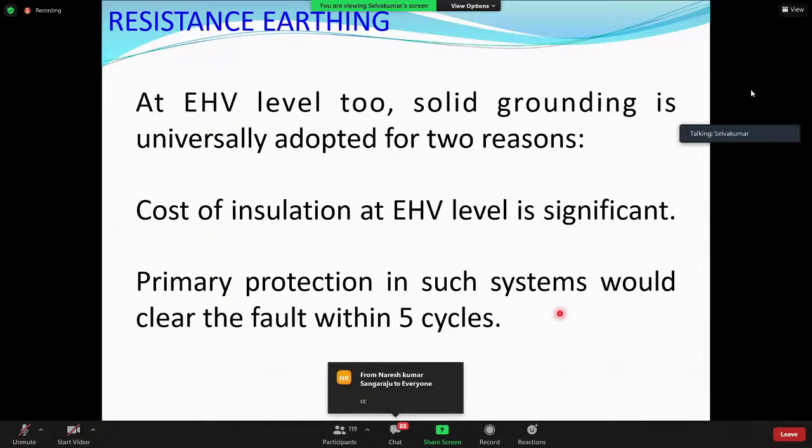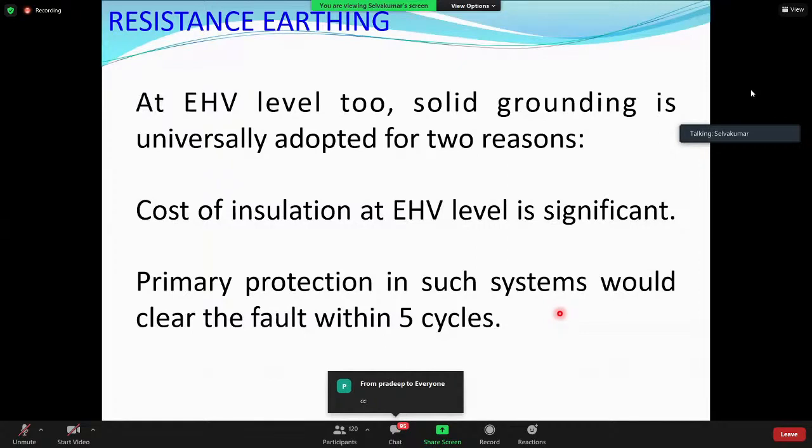So Sir has talked about two important aspects. One is solidly earthed systems. For LV systems, solid grounding is used for reasons behind the standards. When you go to medium voltage, if you have rotating machines, then you have to go for resistance grounded systems. If you don't have rotating machines, then the choice is yours. You can go with solidly earthed systems.